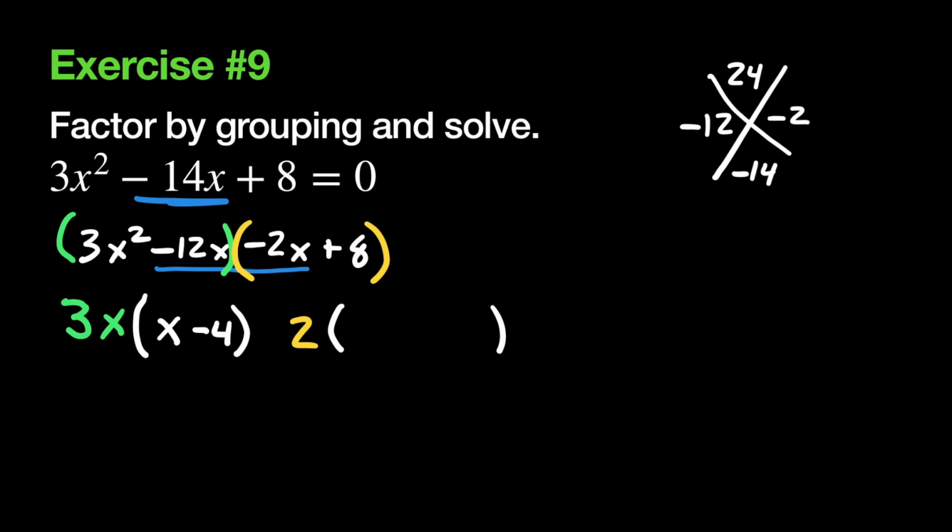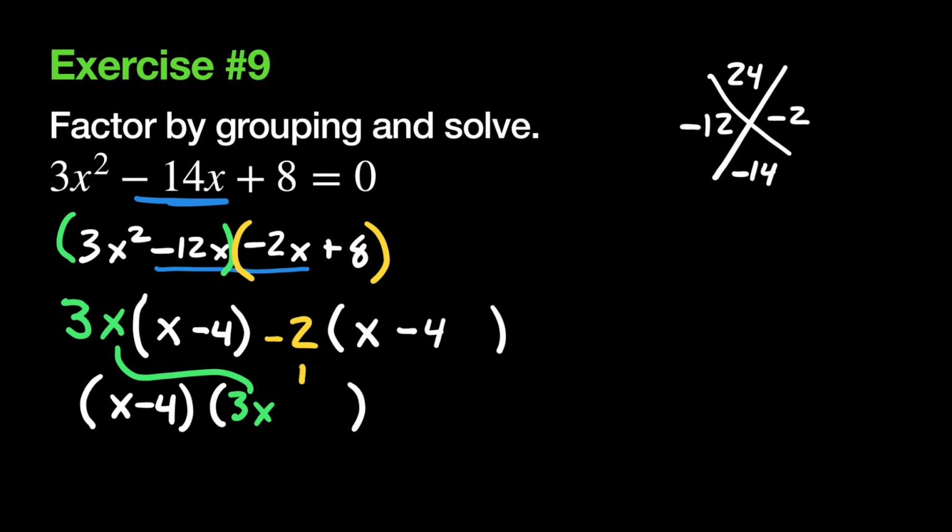So what we're going to do is we're going to take out a negative 2. When you divide negative 2x by negative 2, you're left with x. When you divide 8 by negative 2, you get negative 4. And that's the number that we're trying to get. Now that we have that, we can write x minus 4. And then we're going to put 3x that just came from the front minus 2.